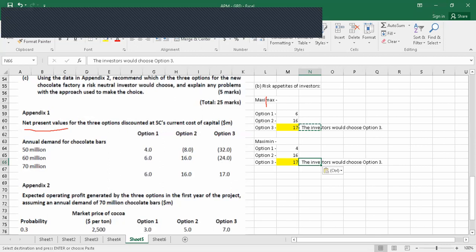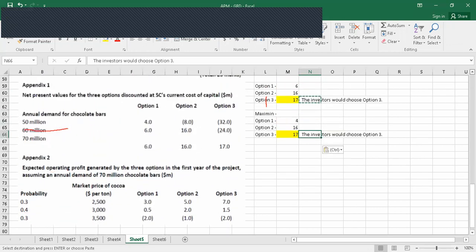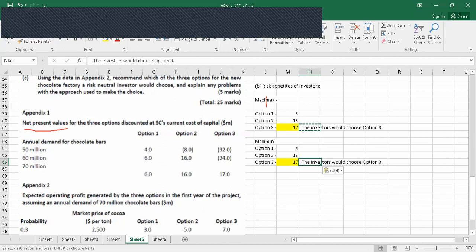The next part of it is, based on appendix 1, the next thing what we can calculate is minimax regret. Minimax regret decision. So a regret table has to be prepared. So we need to now prepare a regret table. The regret table will have the same matrix format. We have option 1, option 2, option 3.